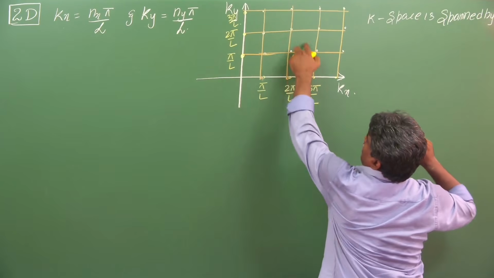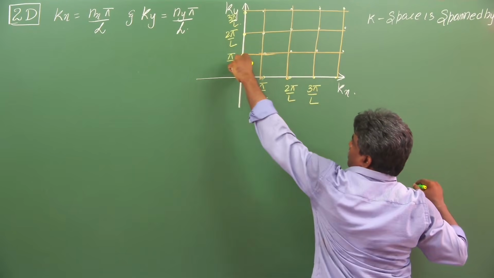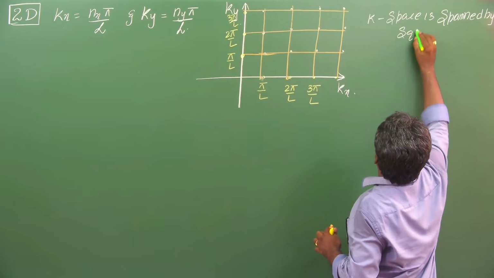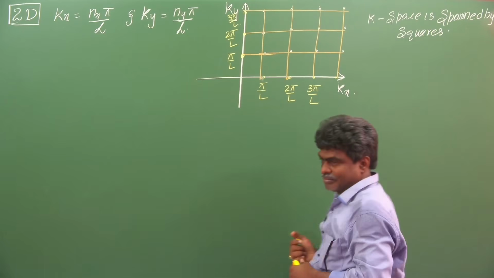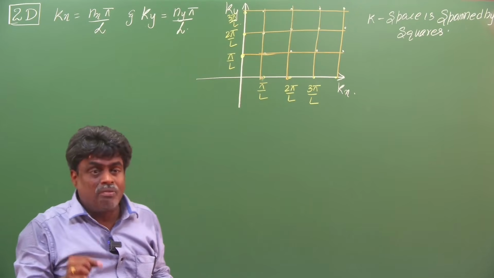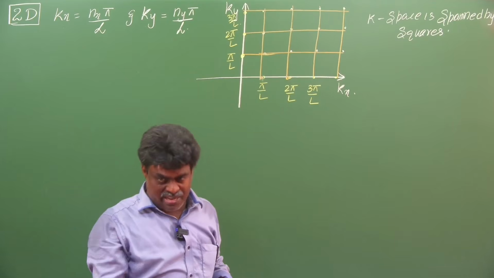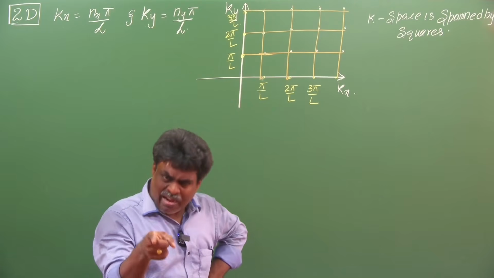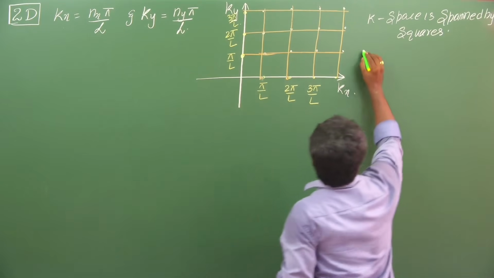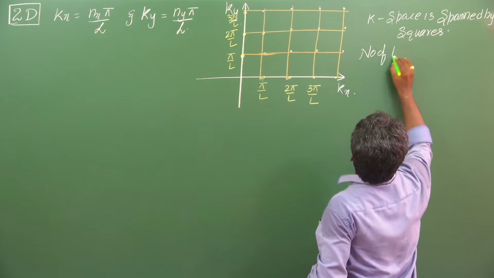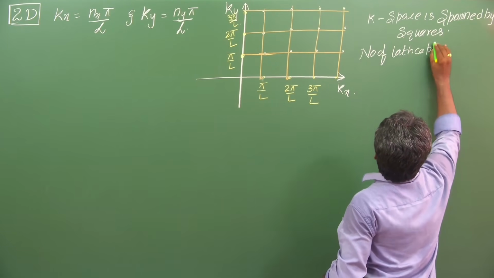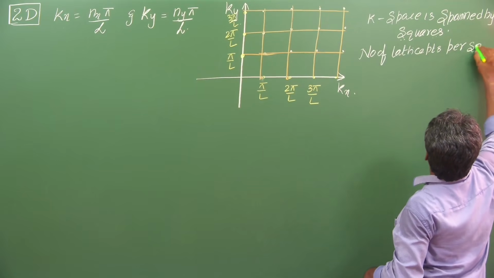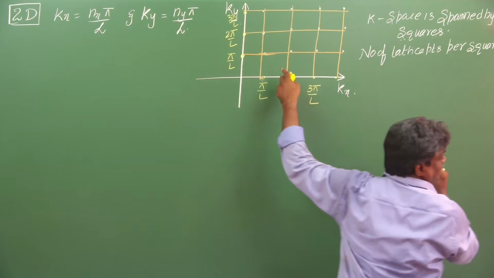Spanned by what? Squares. What is this length? Everywhere, how much? Spanned by squares. What do you want to count? Number of lattice points or number of states. SSP will say number of lattice points, in SM we will say number of states. Number of lattice points you want, am I right? I would like to find the number of lattice points per unit cell. Your unit cell is a square.